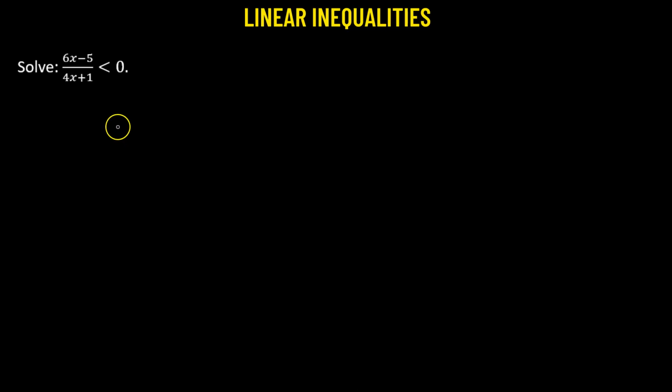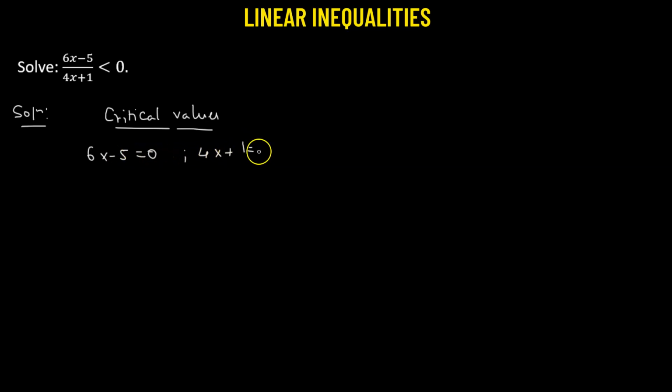Let's solve the following linear inequality. So here we have a rational expression, 6x minus 5 divided by 4x plus 1. What we'll do, we'll begin by finding some critical values. Now critical values are defined as those values of x where the numerator goes to 0 and also the denominator goes to 0.